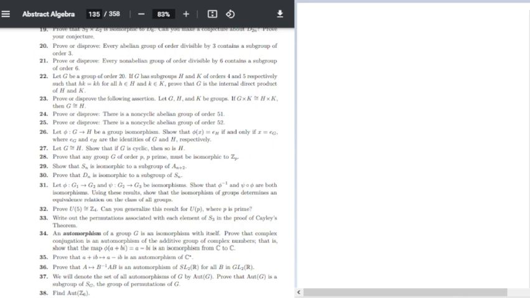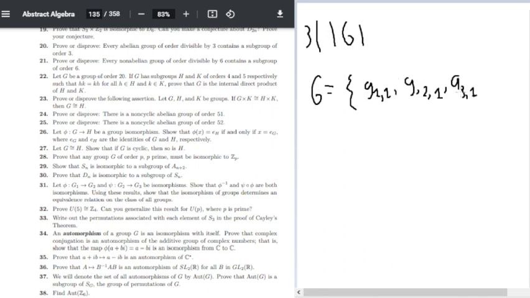I actually have no idea. So suppose that the order of G, 3 divides the order of G. So we can call G is equal to E, G1, G2, G3, and on and on. So that the order of G is equal to 3n.